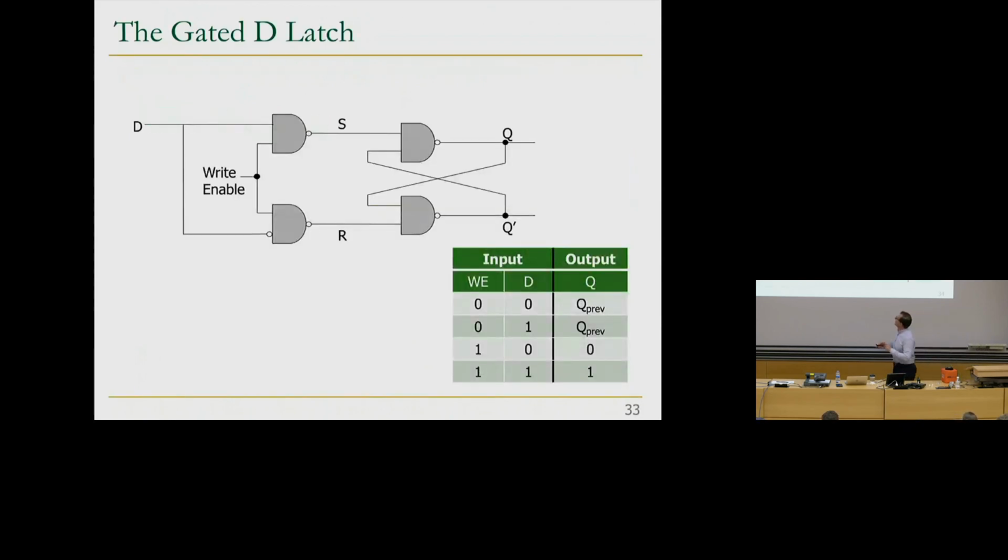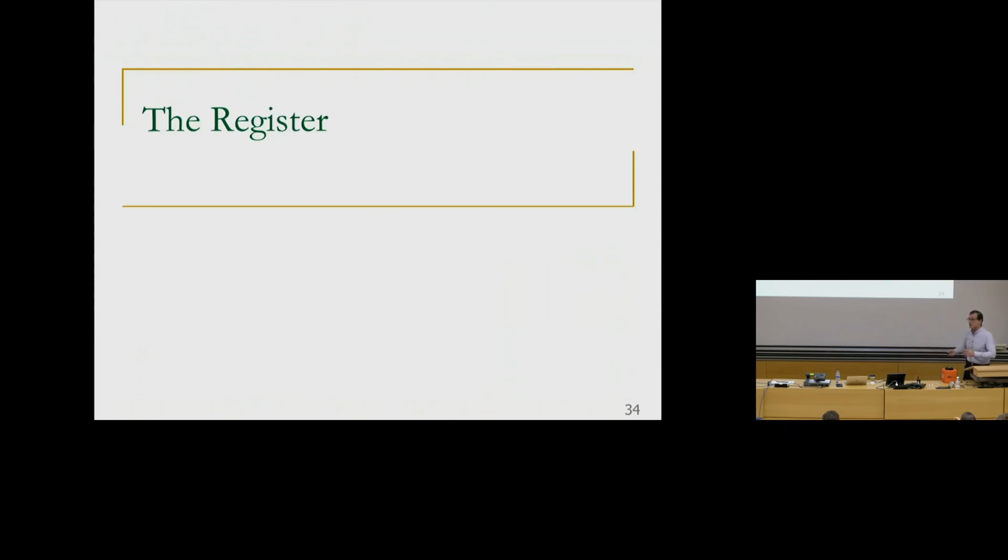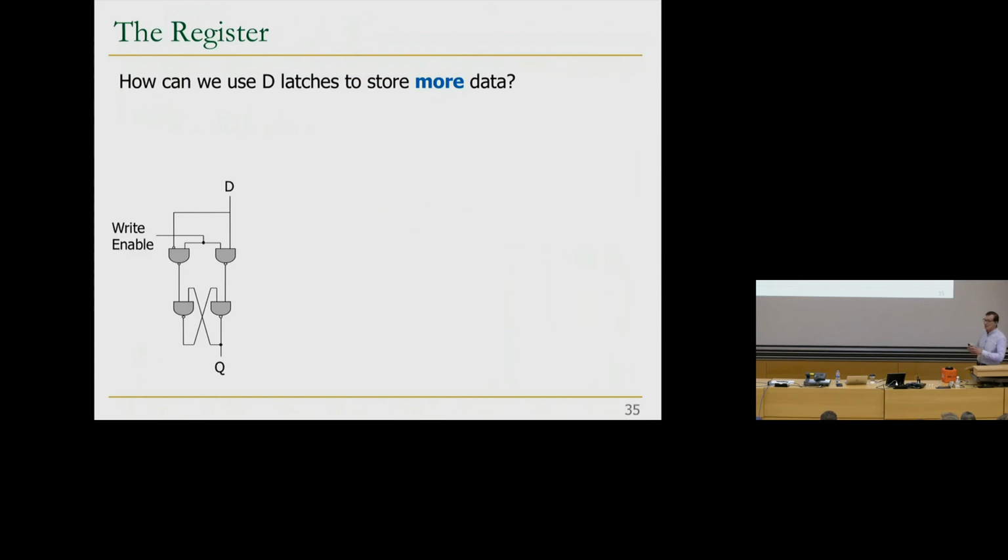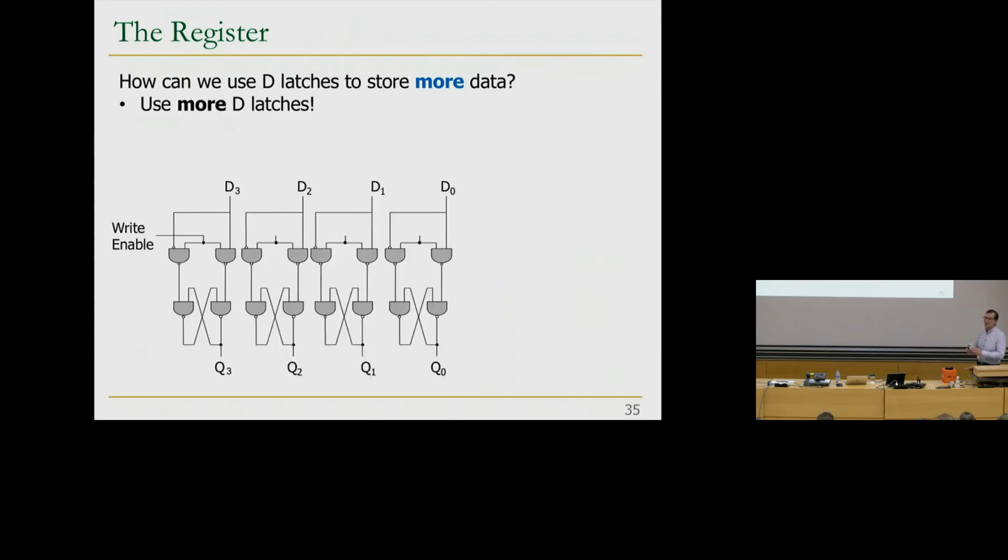Okay, let's build something else on top of this. We're going to build even more memory elements, so register. A register is, essentially, a way to store more data using these D latches. And this is another view of the D latch, and I omitted Q bar over here. How do you do that? Well, basically use more D latches. So if you want a 4-bit value, you do 4 of these in parallel.